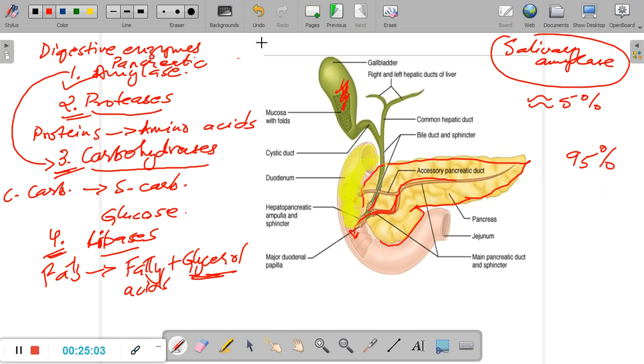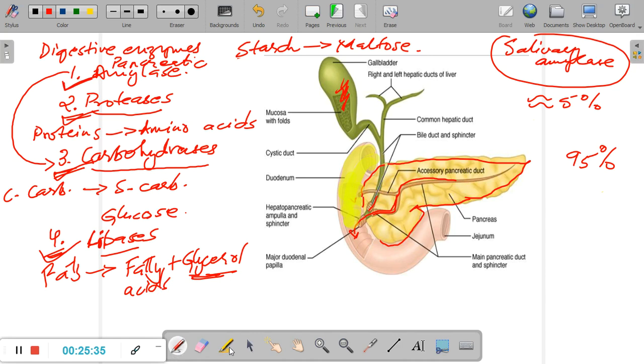Now, if you think for a little while, amylase is a type of carbohydrase because amylase also digests a carbohydrate called starch to maltose. So don't be intimidated. Try to remember as much as you can. You should know at least the four secretions: pancreatic amylase, proteases, carbohydrases, lipases. What do they do? Proteases break down proteins to amino acids, carbohydrases break down carbohydrates to simpler carbohydrates, lipases break down fats to fatty acids and glycerol.